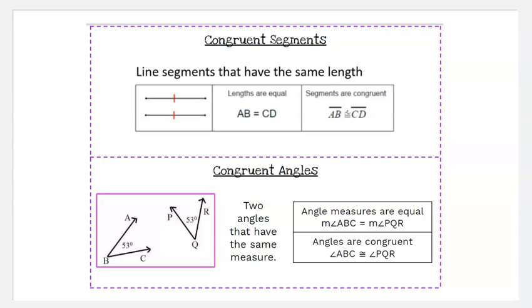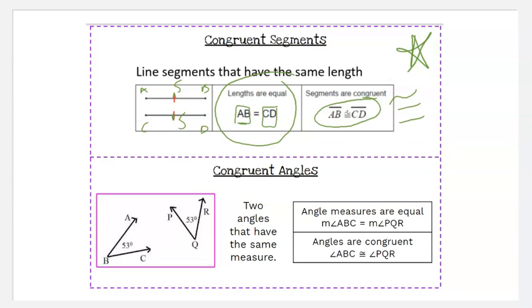Next piece is just some last little vocabulary. Congruent segments, line segments that have the same length. We talked about this a little bit, but just wanted to refresh. So congruent segments, we use little tick marks to mark that they're congruent. We say that their lengths are equal. So to talk about segments' lengths, we just use the two letters. So AB is equal to CD. So if this was A and this was B, and this was C and this was D, and we knew that AB was 5 units long, then we'd also know that CD was 5 units long. And then we say that the segments are congruent. So our symbol for congruent is an equal sign with a little squiggly on the top.